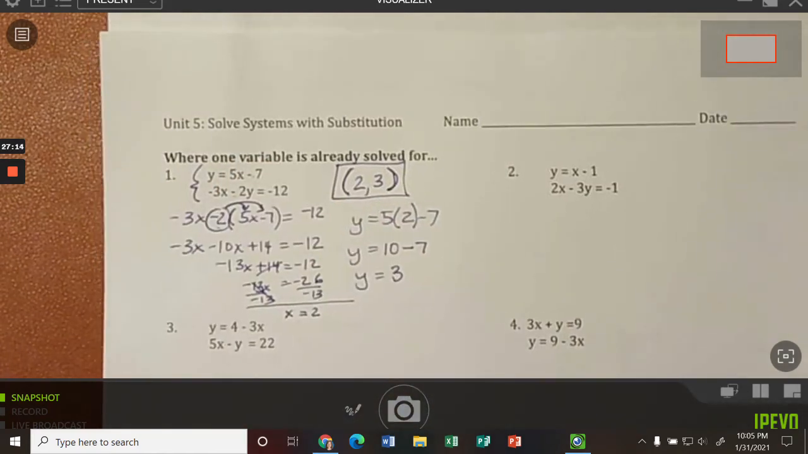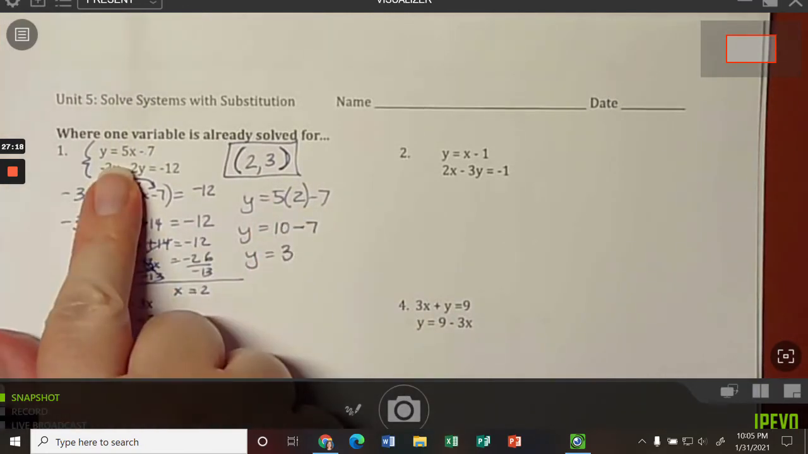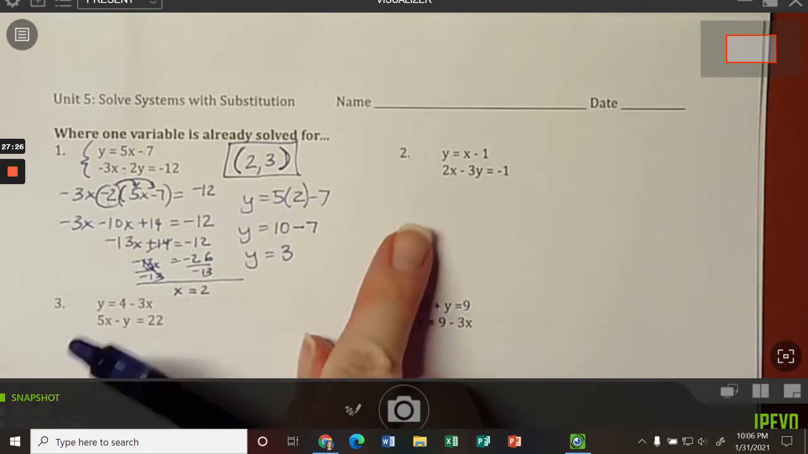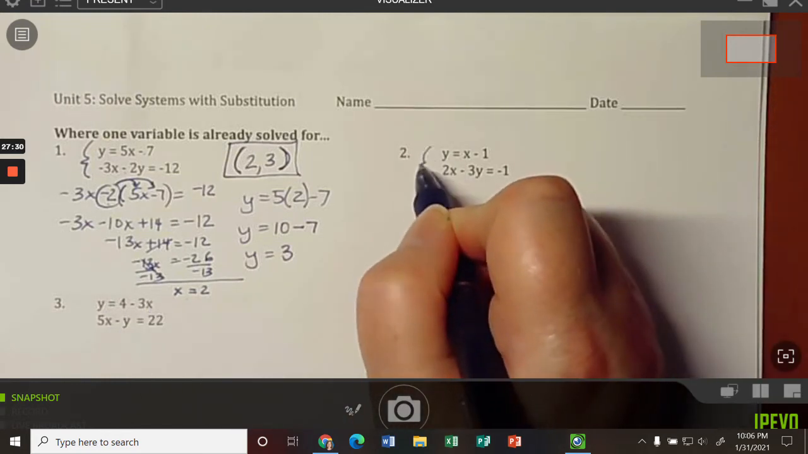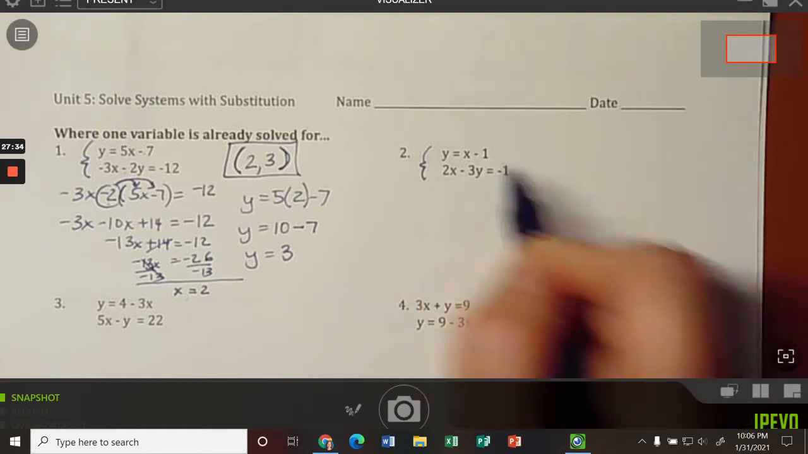Then let's take a look at number 2. And again, you would do the check step on your homework to make sure that you have this correct. For sake of time, we're just going to continue on. So number 2, we have y equals x minus 1, and 2x minus 3y equals -1. So in the top equation, the y is already isolated. So that's what we're going to use for the substitution.